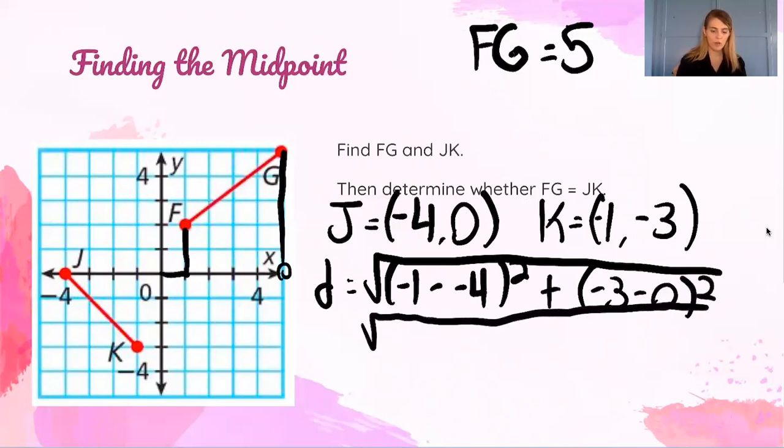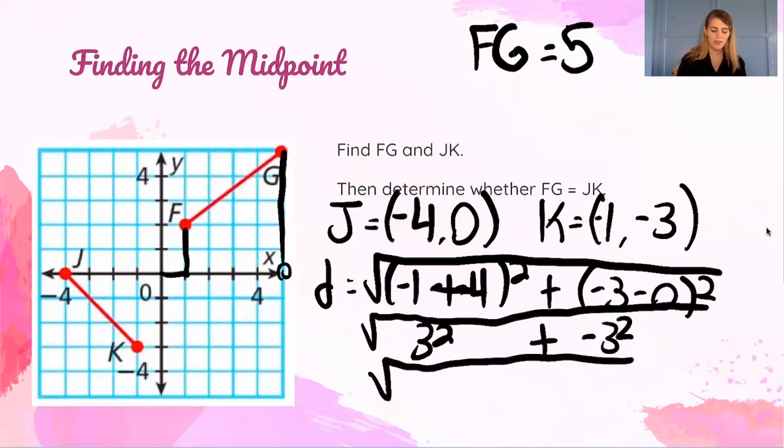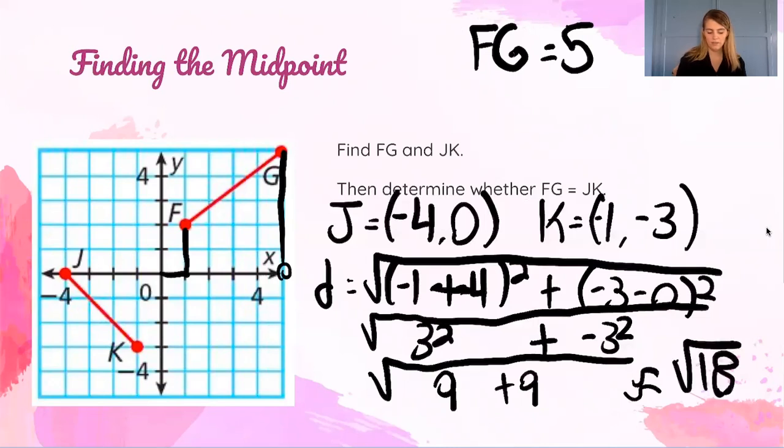-1 minus -4, when you minus a negative, it turns into a plus sign. So this is going to be 3 squared plus -3 squared. So here I get 9 plus 9, which is the square root of 18. If I simplify this, doing a factor tree, I have two 3s and one 2. So it simplifies to 3 square root 2.